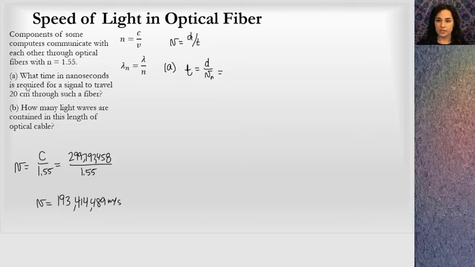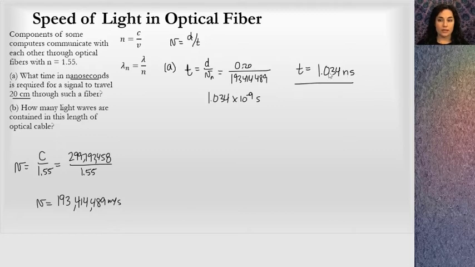The distance that it's traveling is 20 centimeters, so I'll convert that to meters, 0.20 meters. And we're going to divide by that speed in here. So it'll be 193,414,489. And when you divide those two numbers, and it says in nanoseconds, you do get 1.034 times 10 to the negative 9th seconds here. And so that's 1.034 nanoseconds. So it takes that light a billionth of a second in order to travel 20 centimeters.